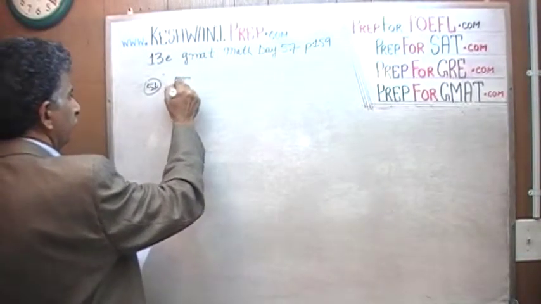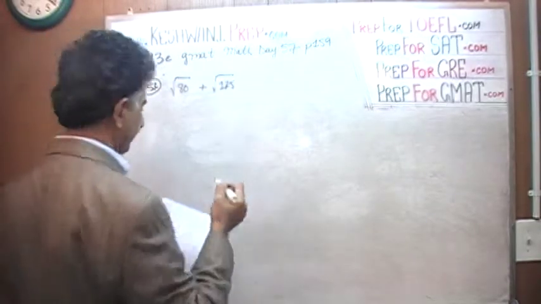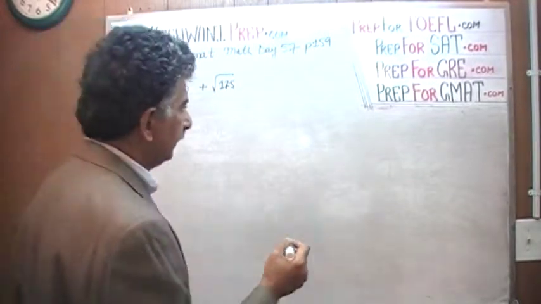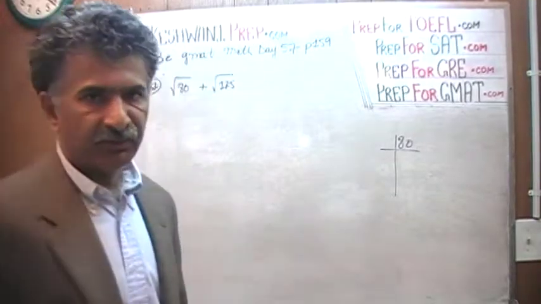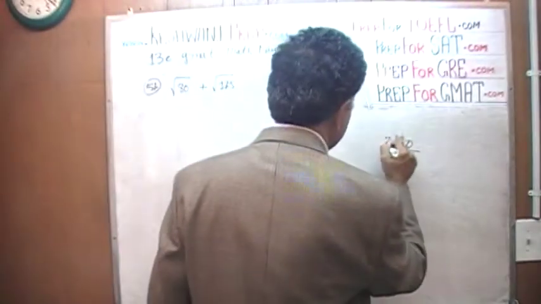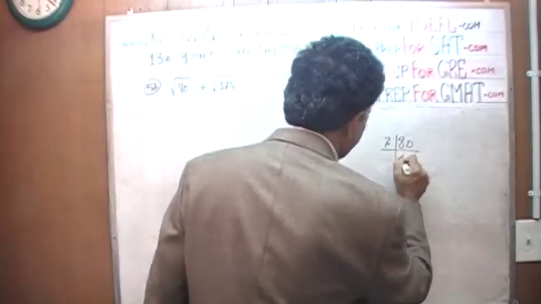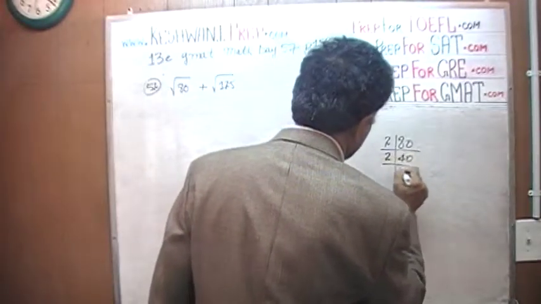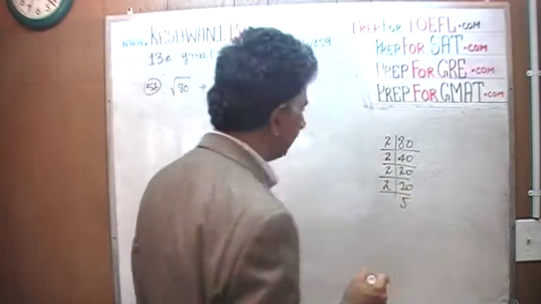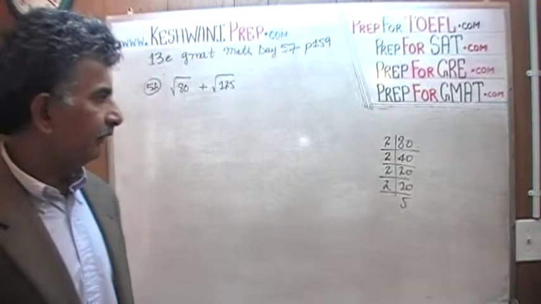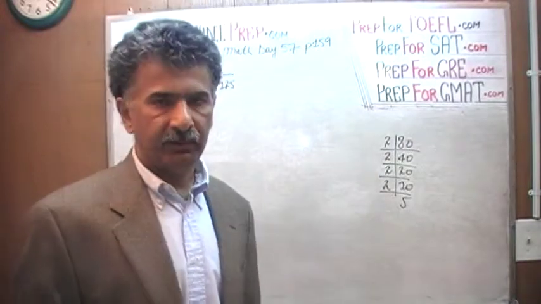They're asking us how much is square root of 80 plus the square root of 125. Let's take a look at it. Square root of 80, in order to figure out square root of 80, we have to break it up into its factors. To start, divide by the least possible prime number that you can find. Let's divide by 2. We get 40. Divide by 2 one more time. We get 20. Divide by 2 one more time. We get 10. Divide by 2 one more time. We get a 5. Very good. These are the prime factors of 80.